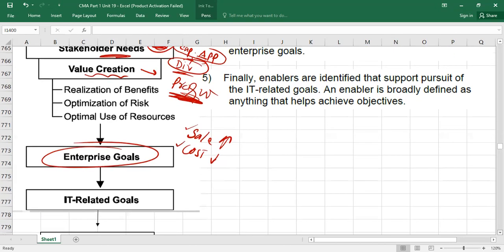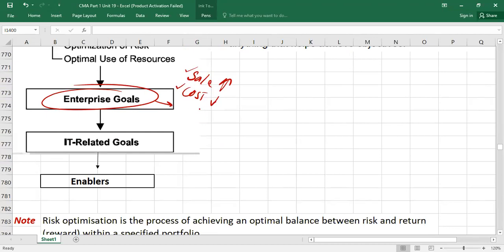Once enterprise goals are set, for example, our goal is to increase the profit or to increase the sales by, let's assume, 100%, and to reduce or manage the cost by 20%. These are our goals. Once enterprise goals are set, then what is the next stage?